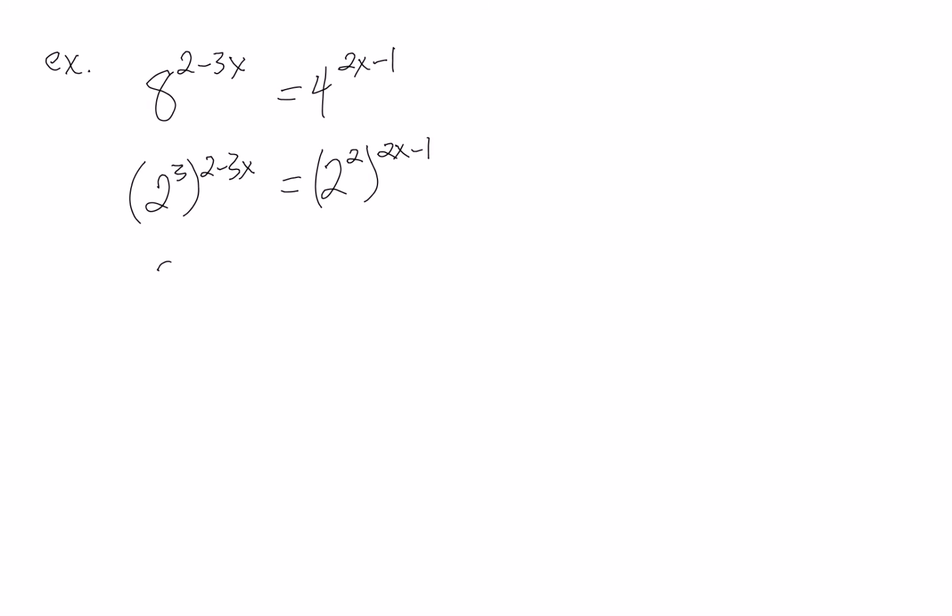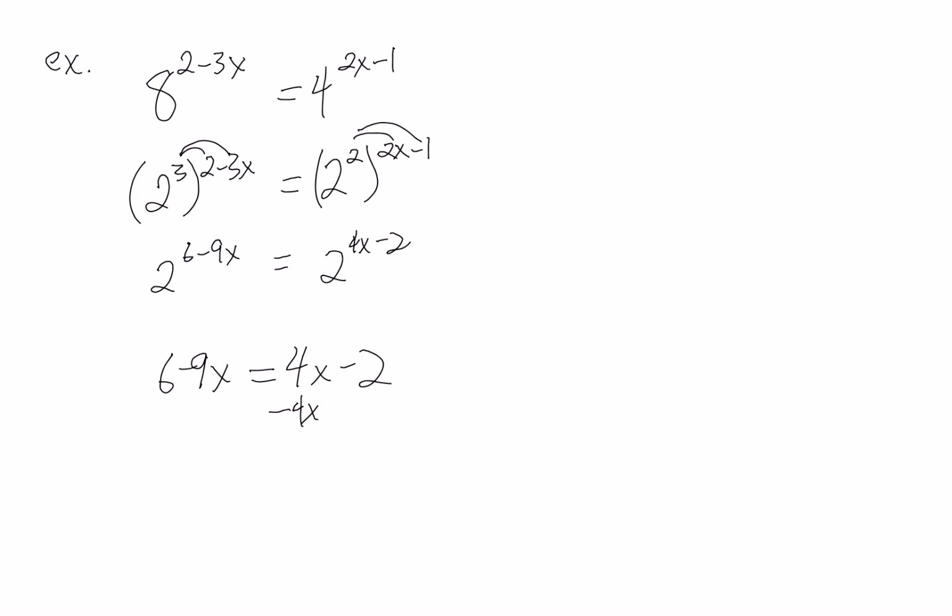Now multiply out or expand out your exponents, we need to multiply by both of those. So we'd have 6 minus 9x, and on the other side we'd have 4x minus 2, right? Multiply both of those. Now our bases are the same, so now we just have a regular equation to solve. Let's bring the 4x to the other side. That'll give us 6 minus 13x equals negative 2.